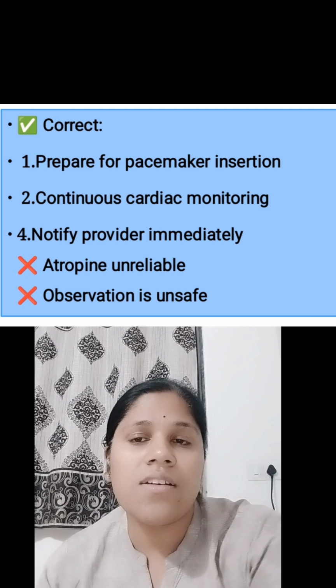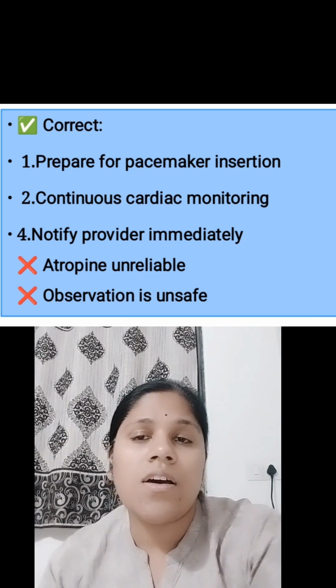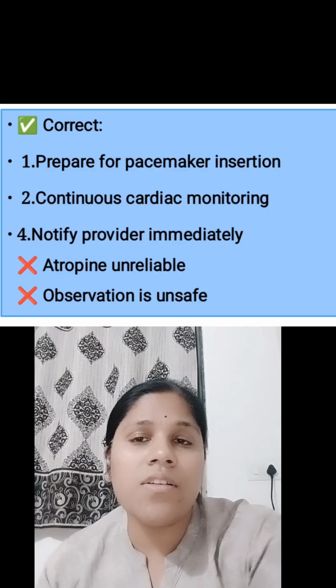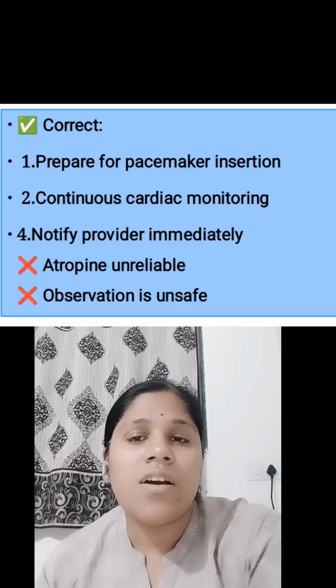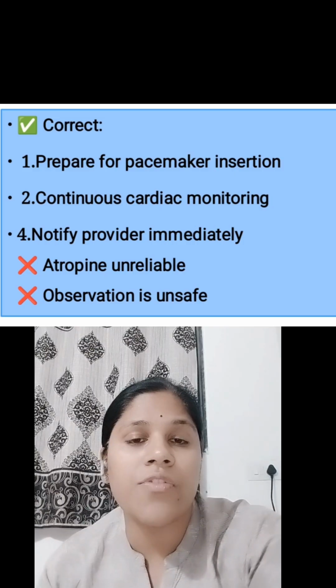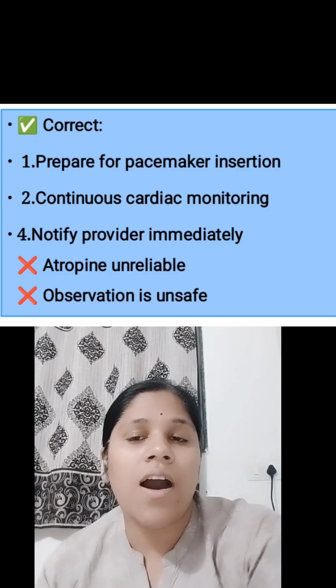Yes, it is correct. Next one is continuous cardiac monitoring. This is also a good option. And administer atropine as definitive treatment is a wrong option. And number 4 is notify the provider immediately because there is no heart rate. So we need to inform the physician immediately. So all these 3 options are correct because the patient has hardly any heart rate.